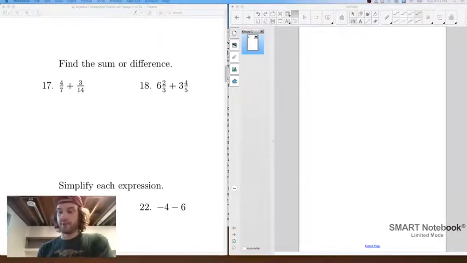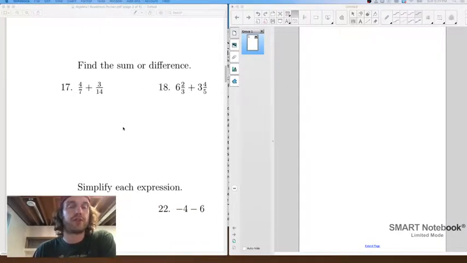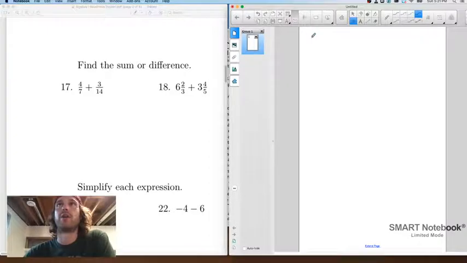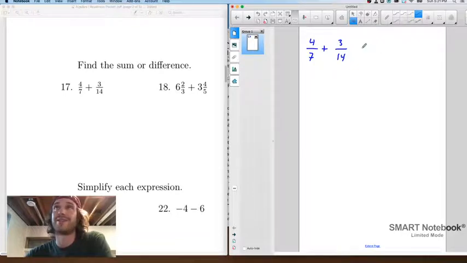Find the sum or difference, and it looks like they're all fractions. Number 17 G. Now, I remember from page 1, we learned about the least common multiple. The least common multiple is basically the smallest multiple that both numbers share. So that's what we're going to use for our common denominator. We also talked about equivalent fractions last video. If you need to watch that again, feel free to go back and review. We're doing 4/7 plus 3/14, and we're going to make sure our answer is written in simplest form.